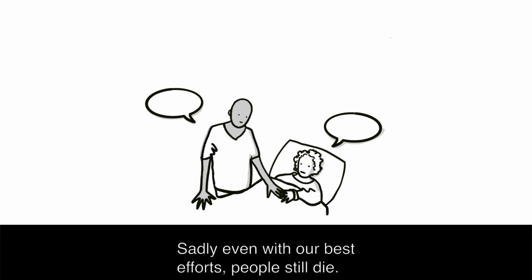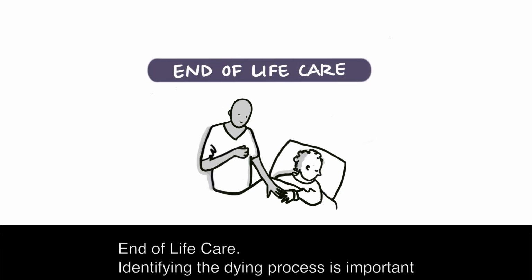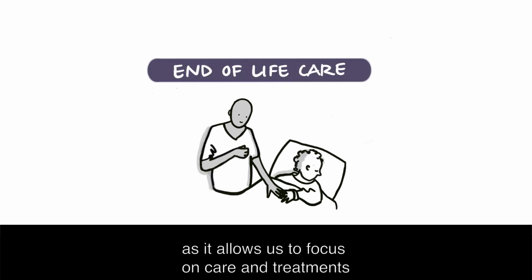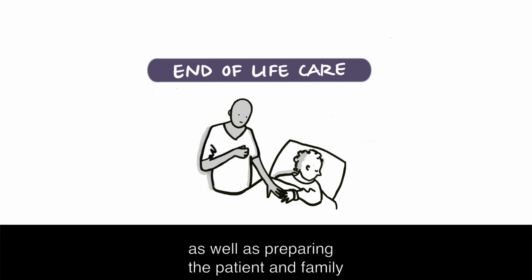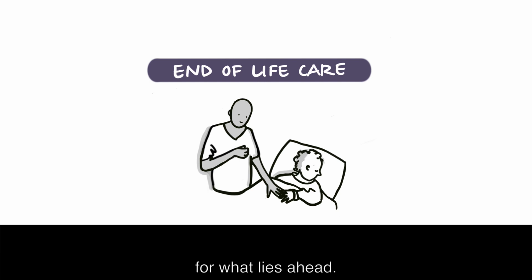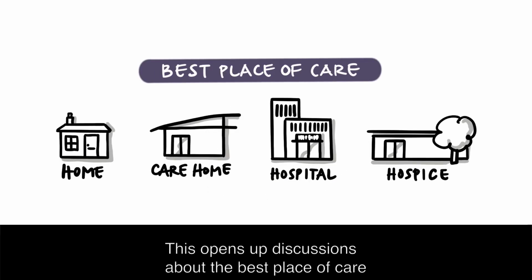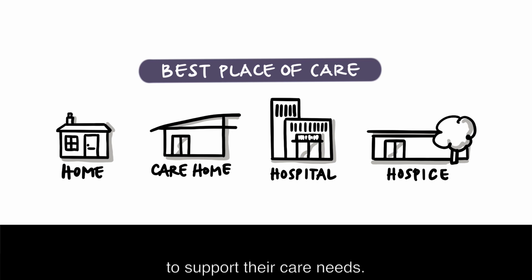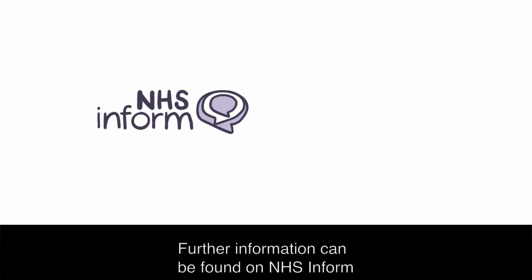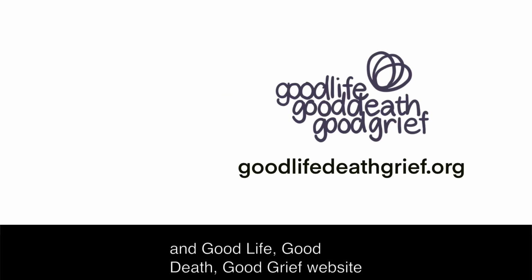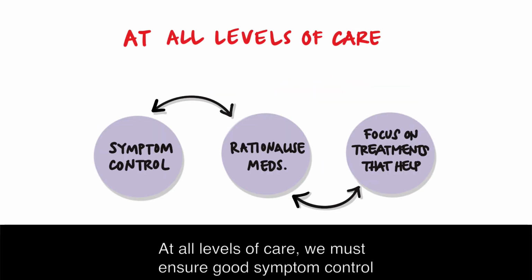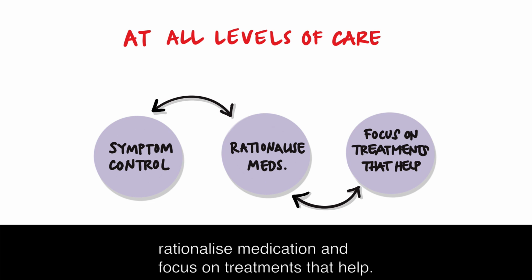Sadly, even with our best efforts, people still die. Identifying the dying process is important as it allows us to focus on care and treatments that will alleviate discomfort and distress, as well as preparing the patient and family for what lies ahead. This opens up discussions about the best place of care to support their care needs. Further information can be found on NHS Inform and the Good Life, Good Death, Good Grief website. At all levels of care, we must ensure good symptom control, rationalise medication, and focus on treatments that help.